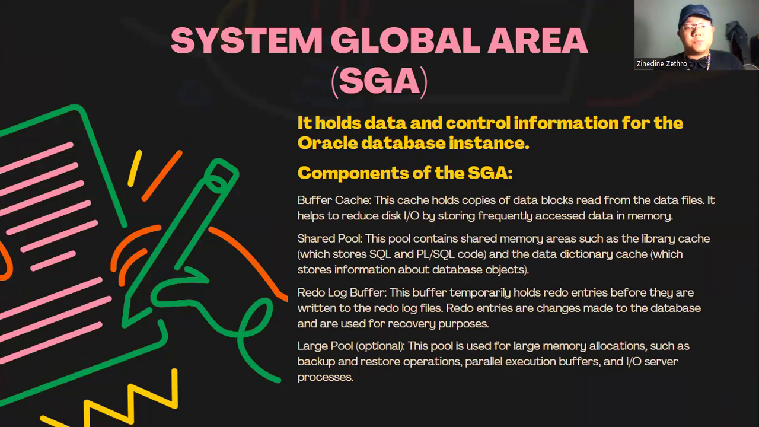And then this is optional, which means there sometimes is one, there sometimes isn't one, which is the large pool. It is used for large memory allocations such as backup and restore operations, parallel execution buffers, and I/O server processes.